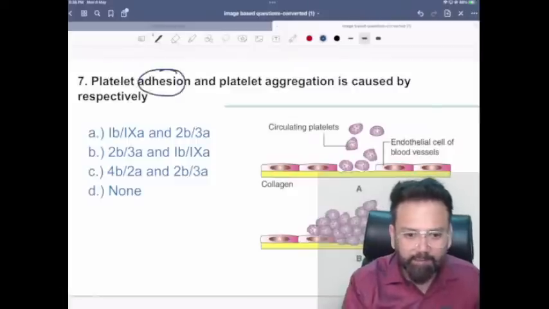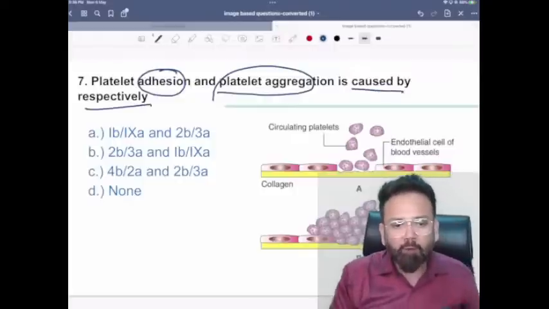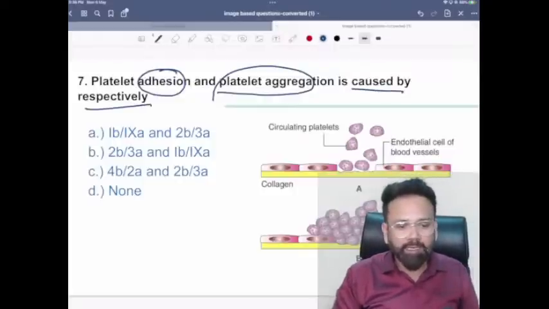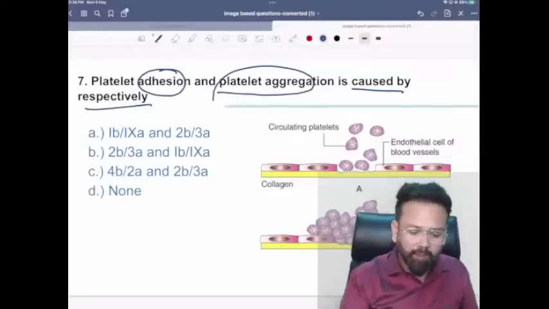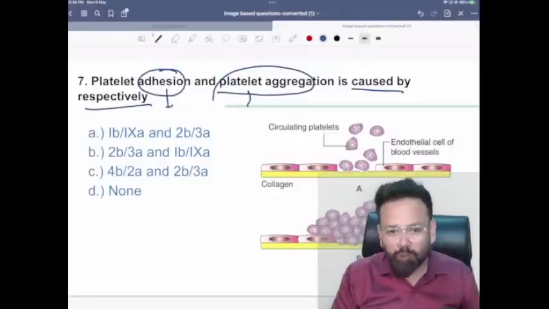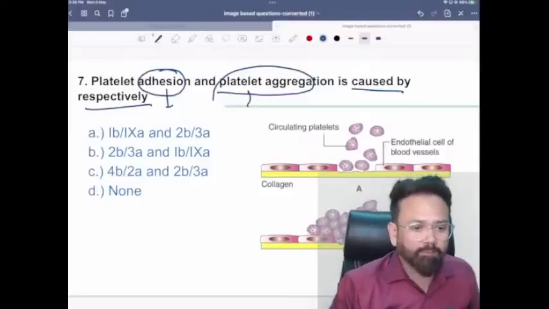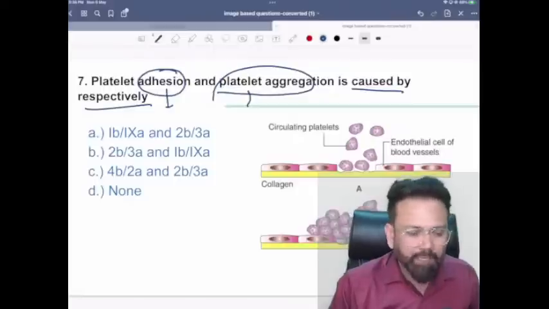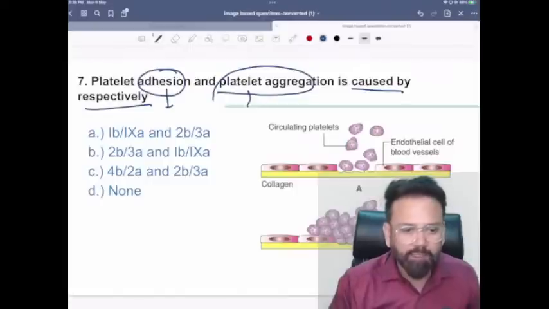Platelet adhesion and platelet aggregation is caused respectively by which glycoprotein? 1B9A, 2B3A, 2B3A, 1B9A, 4B2A, 2B3A. Adhesion and aggregation. Yes, Ehtisham Zafar, you are correct. It can cause UTI. That is why it should be given empty stomach with lot of water, and mainly to the male patient, because UTI will be more common in females if you are using gliflozins.